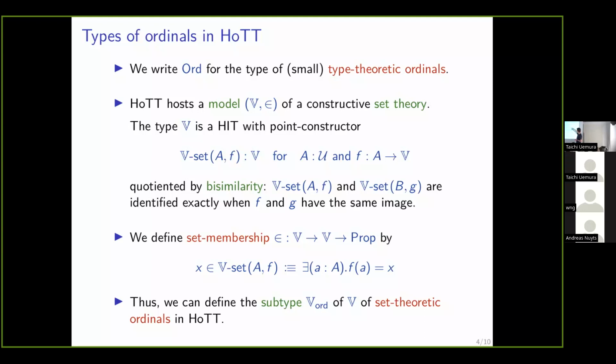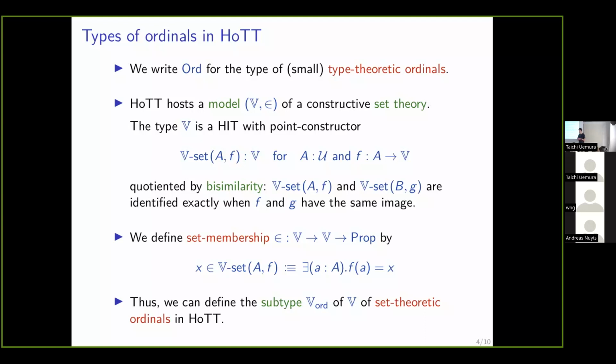So the idea of V is that this is going to give you the elements of your set, and A is just like a labeling type, right? You get the labels for all your elements in the set. And then you define set membership as a predicate on V. So you say that X is in some V set (A, F) exactly when there exists an A such that F of A equals X. Okay.